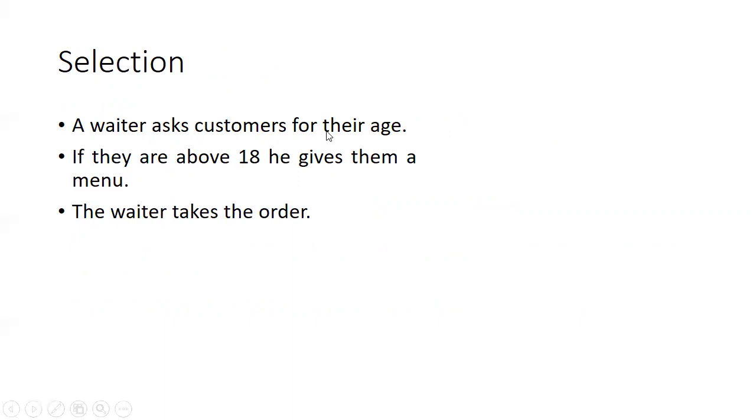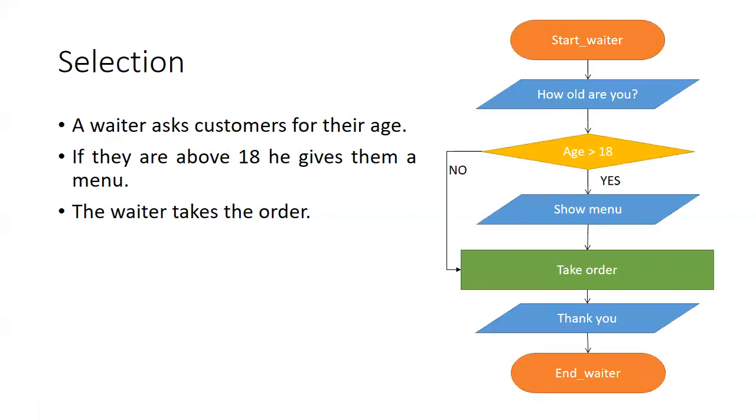A waiter asks a customer their age. If they're above 18, it gives them a menu. The waiter takes the order. This is actually the same structure as we just looked at. I hope you can see that. They're going to take the order, doesn't matter which. If the person's over 18, they get a menu and then they take the order. If the person is not over 18, they take the order, but without a menu. So we've got to fix that, I guess. In every case, we always take the order, but if they're over 18, we show them a menu.